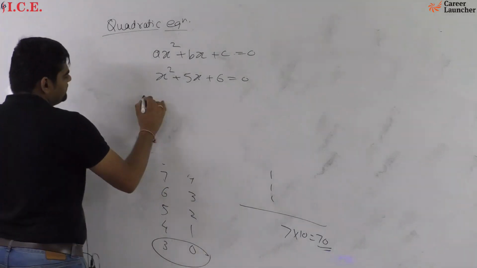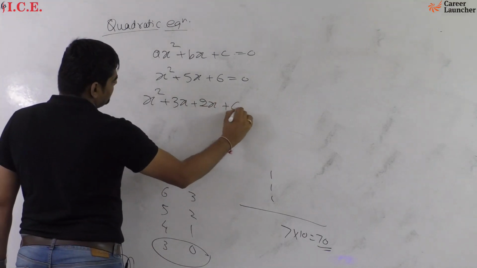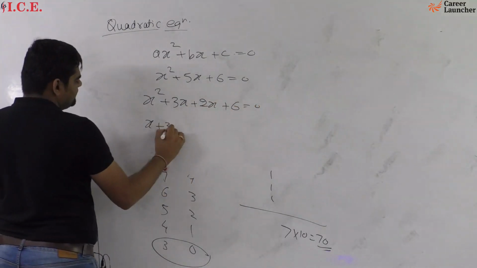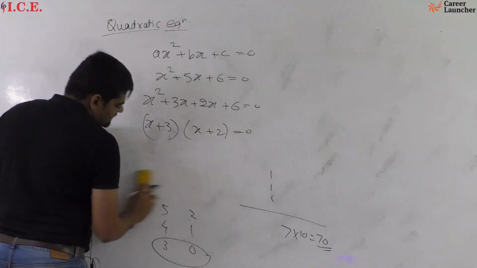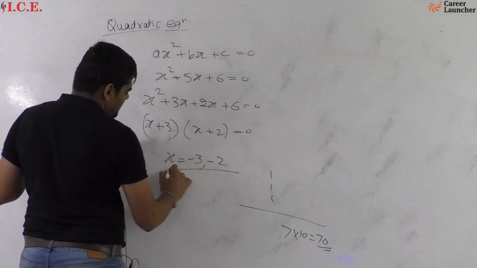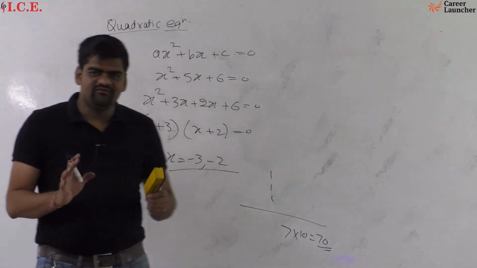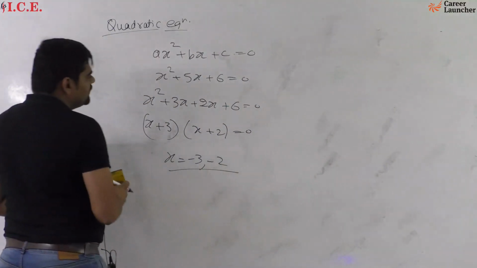So if you solve this, you know how to split that: x square plus 3x plus 2x plus 6 equal to 0. I do not need to explain this. x plus 3 times x plus 2 equal to 0. So x is equal to minus 3, minus 2. I hope this is very clear to everybody, how to solve the quadratic equation. Or you also know a method.